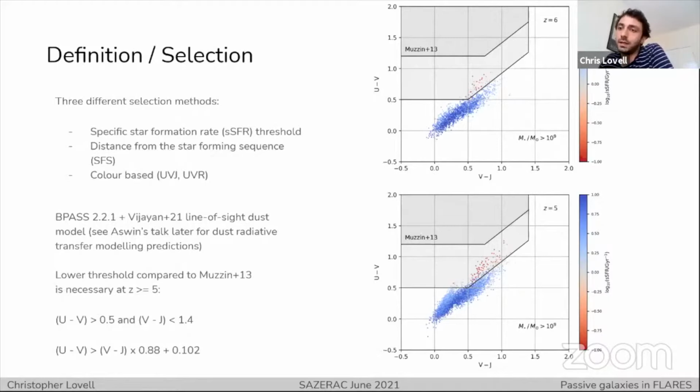These are obviously slightly inaccessible at redshifts greater than 5 at the moment. But we use BPASS as an SPS model, so this is binary population synthesis, and then Ashwin's 2021 line of sight dust model as well.